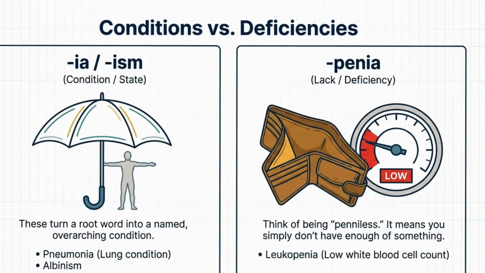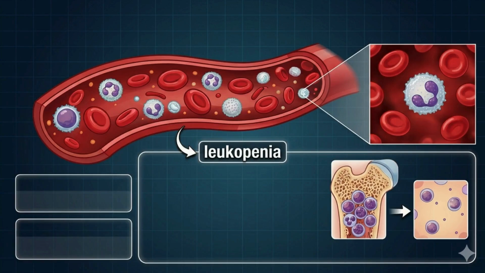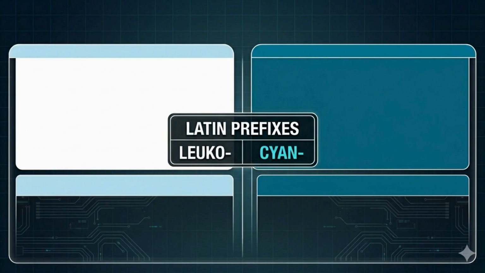The next one we have is penia. If you think of being penniless, this just means you don't have enough money. So penia means a lack of something or a deficiency of something. If someone has a low white blood cell count, we call this leukopenia. Leuco means white. So now we have learned two colors in Latin, cyan, which is the blue color, and leuco, which is white.